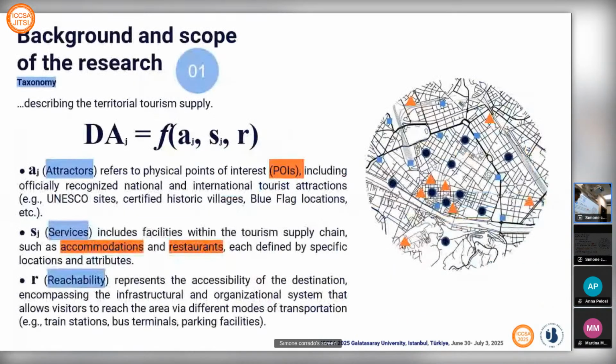We are at this level, the destination area, so a combination of attractors, services, and reachability. Attractors are points of interest that represent the motivation to travel. I go to a place because there is an attractor that, for me, represents my destination, the reason for travel. Services represent the structure of support facilities that makes tourism possible. Because if I go to a place, I need some support services, accommodation for sure, and restaurants. So these are the basic services. The list of services could be much longer, but in this analysis we refer to those two categories.